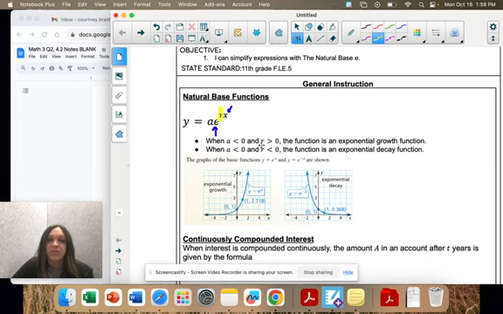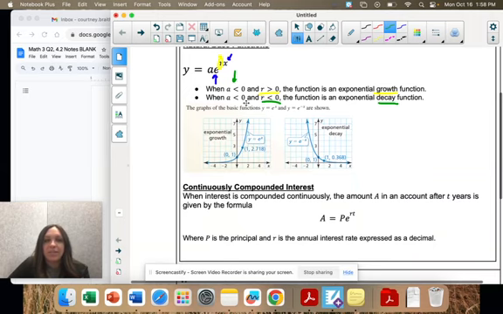If r is greater than 0, we have a growth function. If r is less than 0, we have a decay function. And then a is our starting value. So that stays the same. But let's see. Here's our functions when they're graphed.